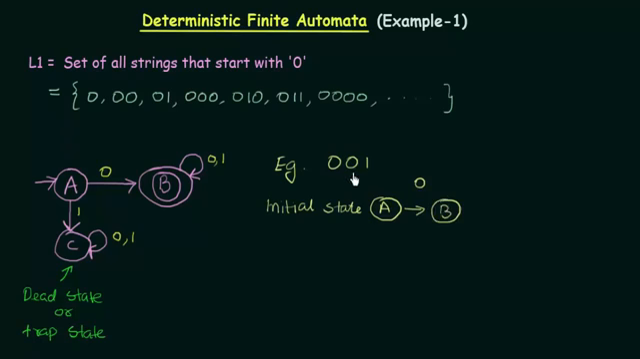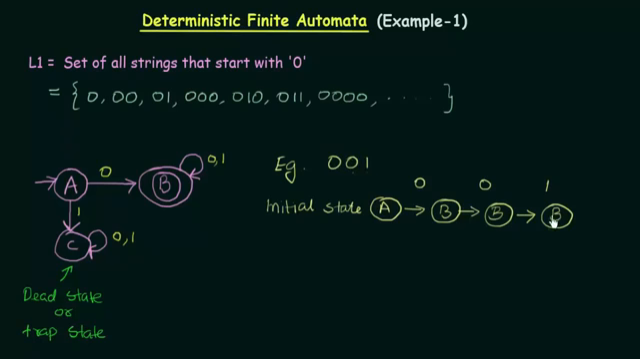And the next input is 0 again. I am right now in state B, and if I get input 0, B stays in B itself. And then the next input is 1. I'm in state B, and if I get input 1, it still stays in state B. And here I reach the end of the string.